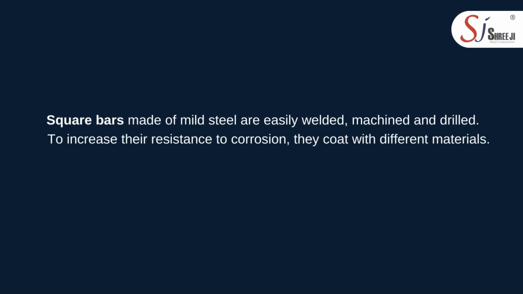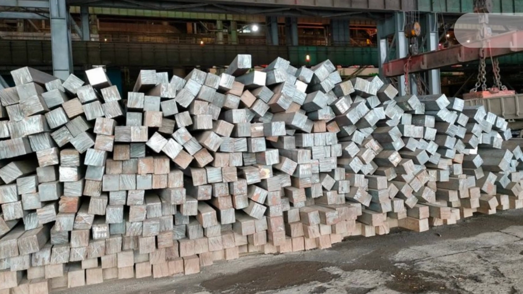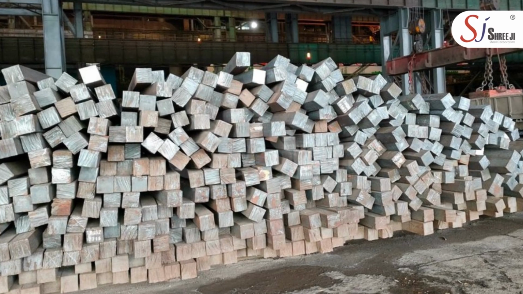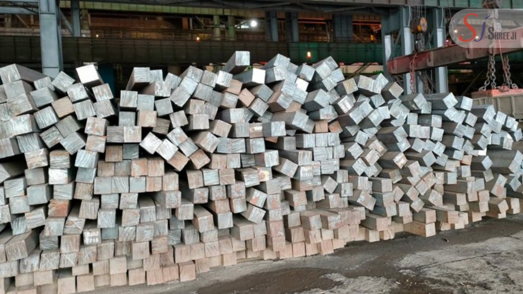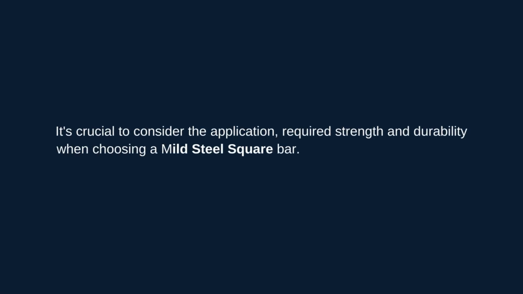Square bars made of mild steel are easily welded, machined, and drilled. To increase their resistance to corrosion, they are coated with different materials. It's crucial to consider the application, required strength, and durability when choosing a mild steel square bar.